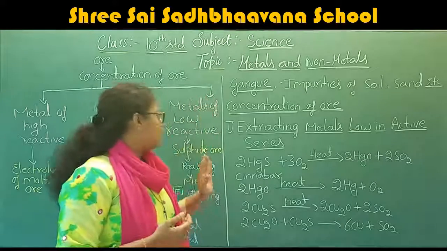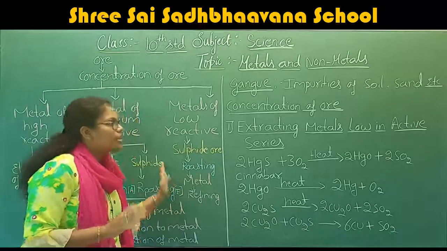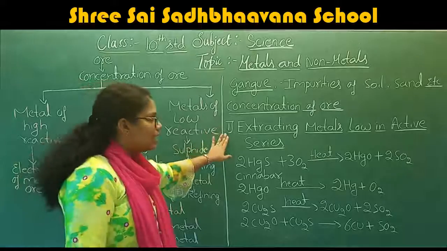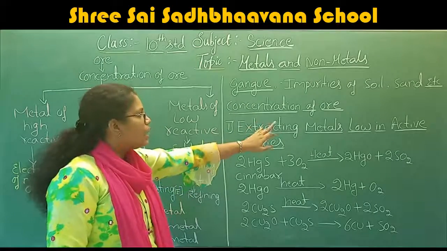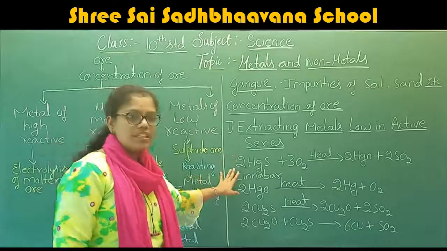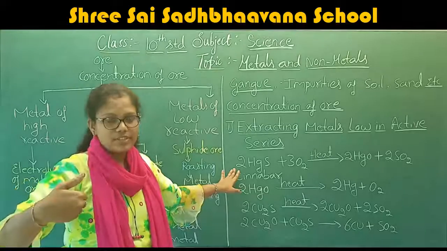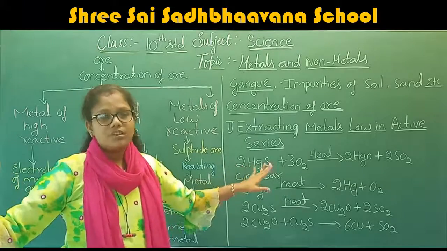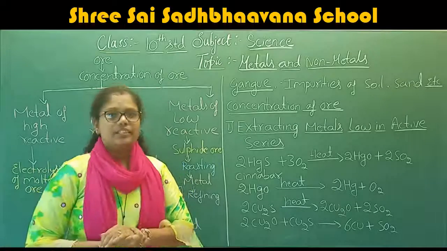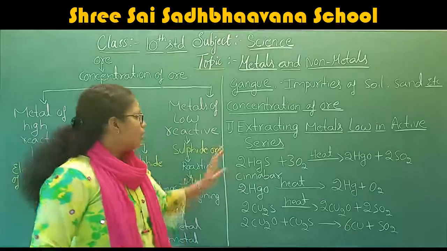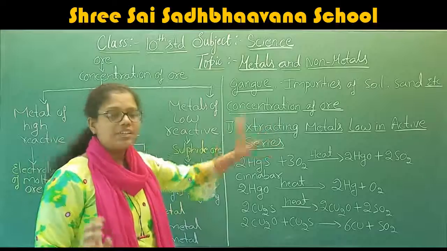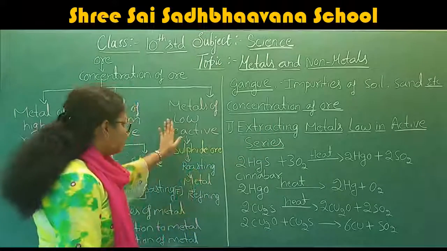Understood? After that, first we will discuss the extraction of metals low in the activity series. What are some of the metals? The metals present low in the reactive series are mercury, copper, silver, gold. These are the metals present low in the activity series. Now we will discuss the methods involved in the extraction of metals low in the activity series. First, we will discuss this chart.